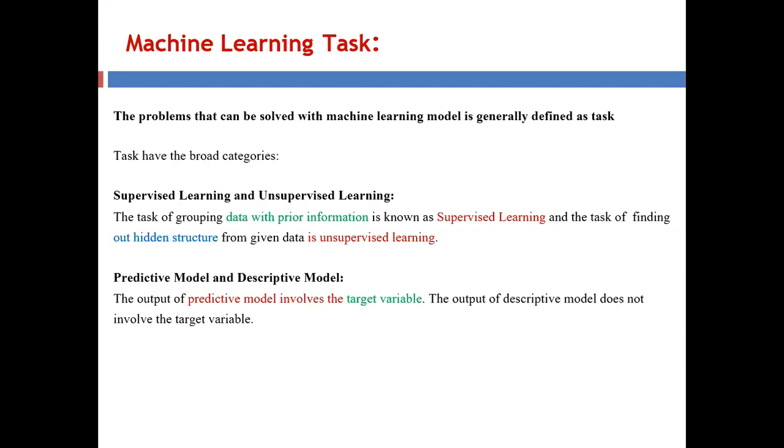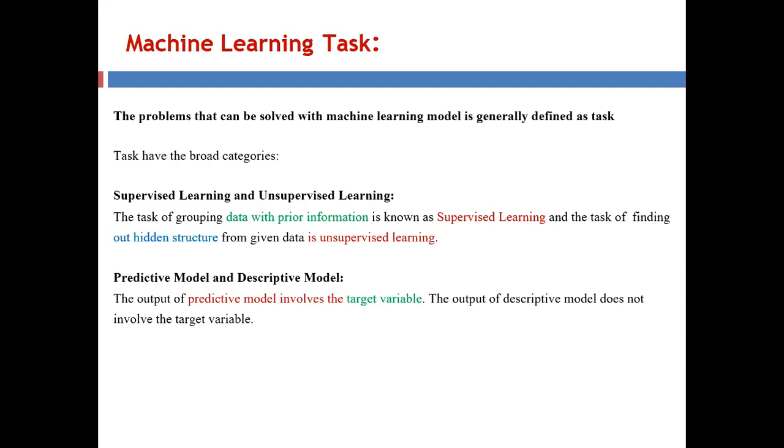The other broad category of machine learning task is unsupervised learning. In unsupervised learning, our objective is to find out the hidden structure from the given data, where the environment of classification is not under control. We do not have the liberty to use the trained data set. We do not have the liberty to use the test data set. So our aim is to find out the patterns from the sample data, and that's what the unsupervised learning task is all about.